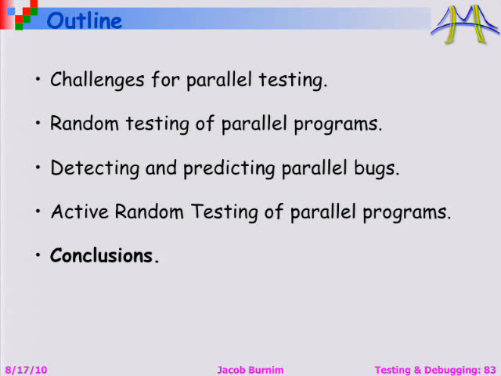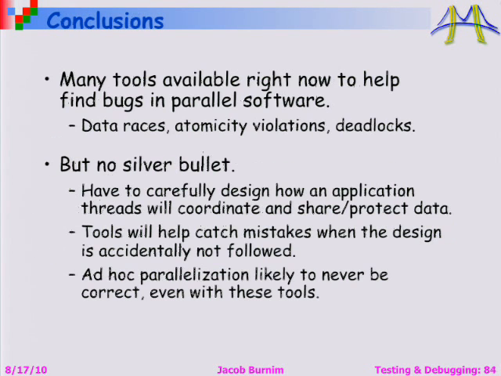Okay. So just to wrap up. I hope one thing you took away is that there's been a lot of work on developing techniques and tools to find a variety of these parallel bugs that it's quite easy to make in programs. And a lot of these tools are available now, from our tools, Intel Thread Checker, tools from Microsoft, from IBM. It can sometimes be a little hard to get these tools working on your program, but when you do, they can be very effective. They can really help improve the quality of parallel software.